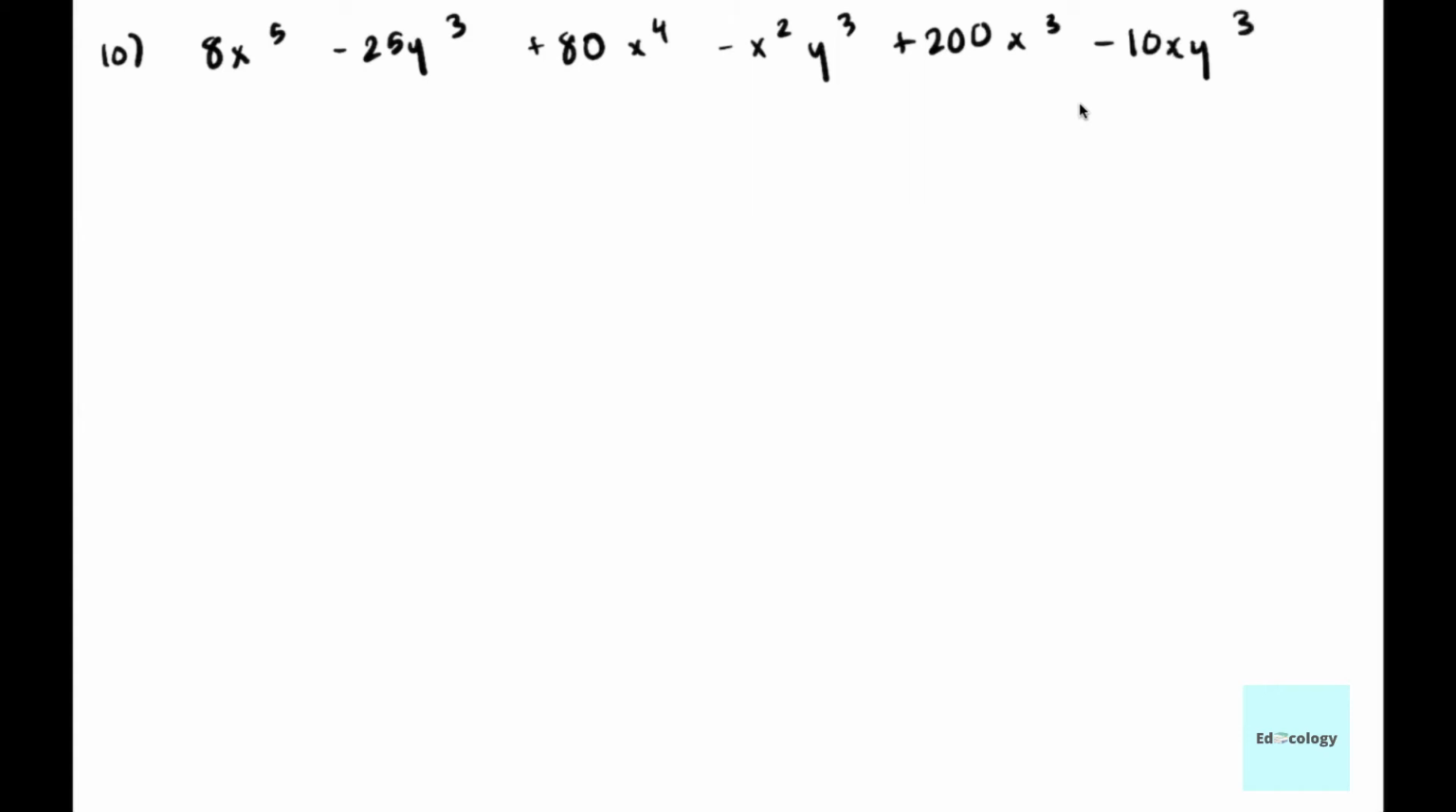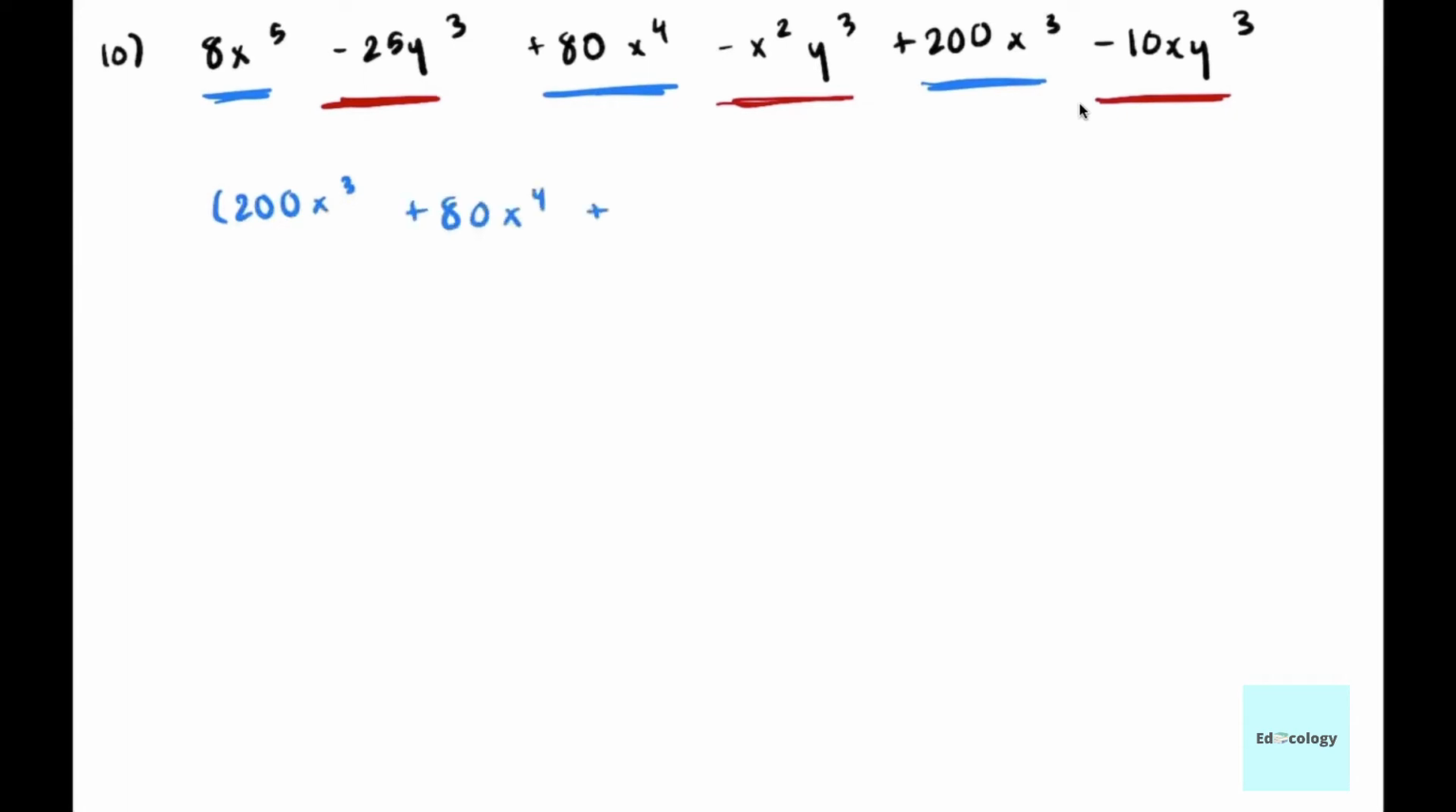So how do we solve this? Again, you have to always think about grouping. So let us see which ones we can put together in one group. Here we have 8x to the power 5, 80x to the power 4, and 200x to the power 3 that have common factors, as well as negative 25y cubed, negative x squared y cubed, and negative 10xy cubed. So let's write 200x cubed plus 80x to the power 4 plus 8x to the power 5.